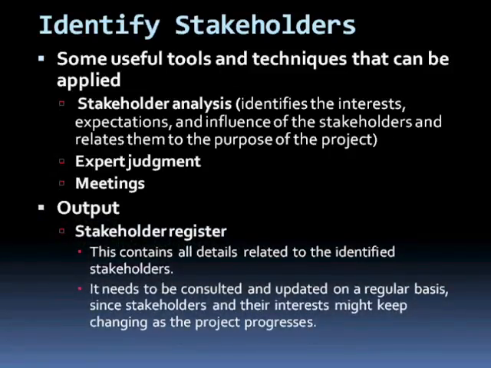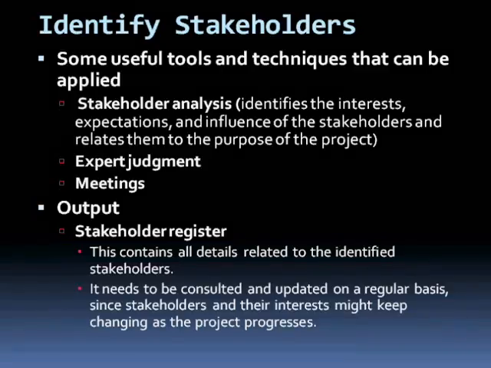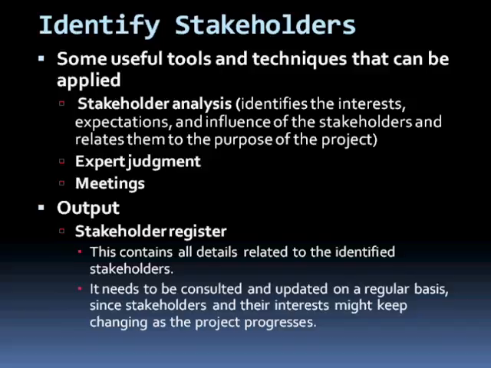Our output will be a list of all the identified stakeholders, and this is recorded in a document called the Stakeholder Register. It contains all the details related to the identified stakeholders, and this document needs to be consulted and updated on a regular basis throughout the life of the project, since stakeholders and their interests might keep changing as the project progresses.